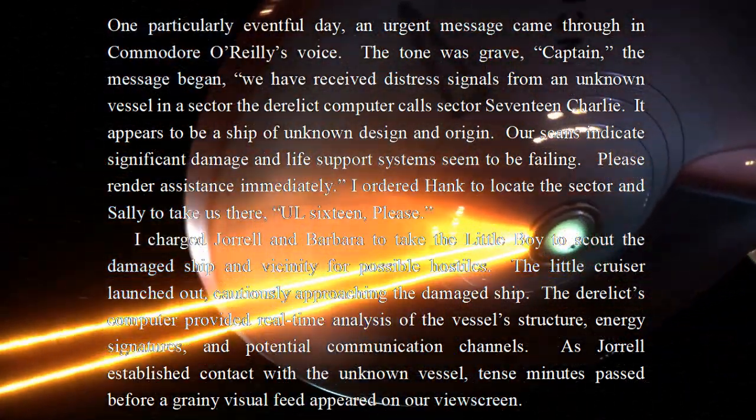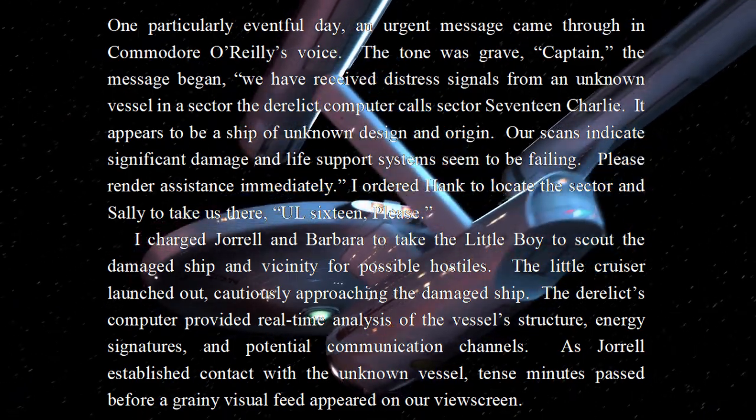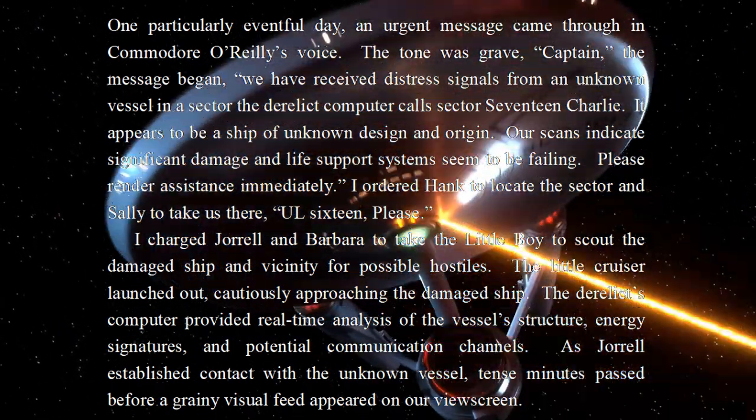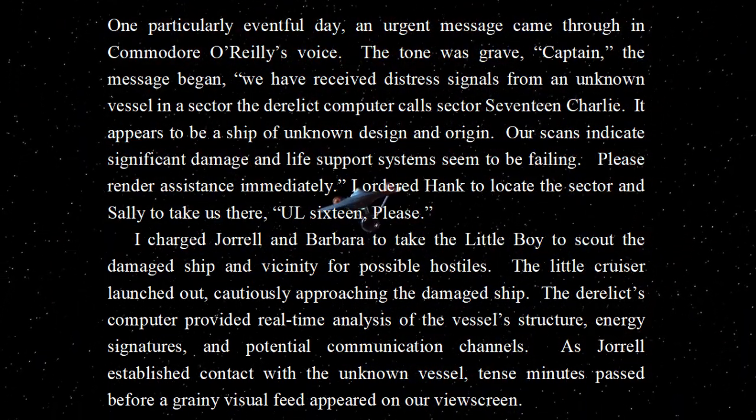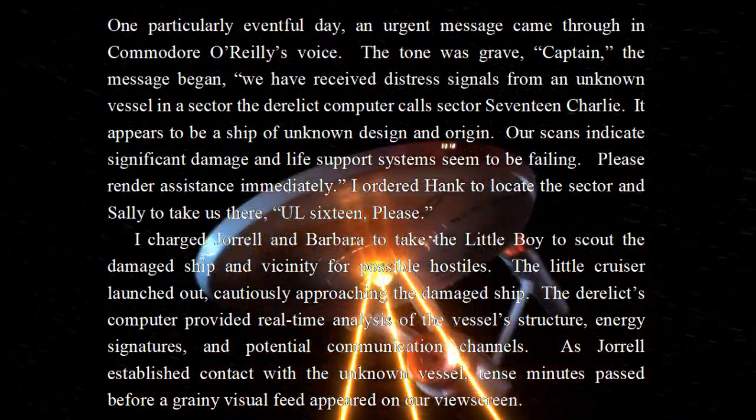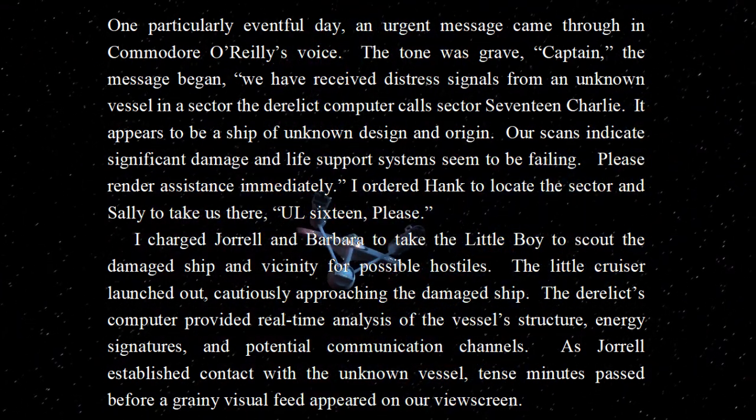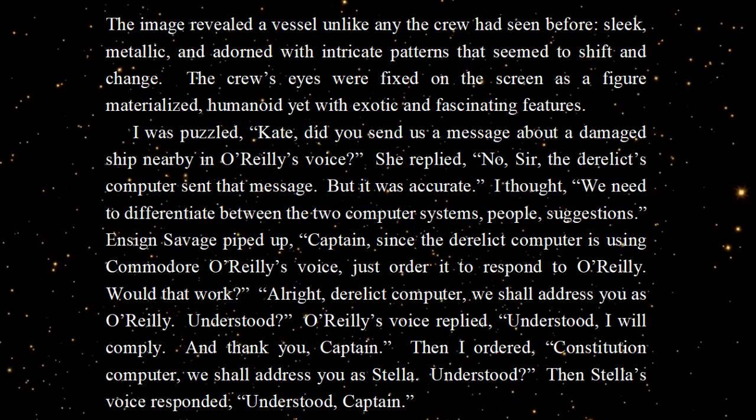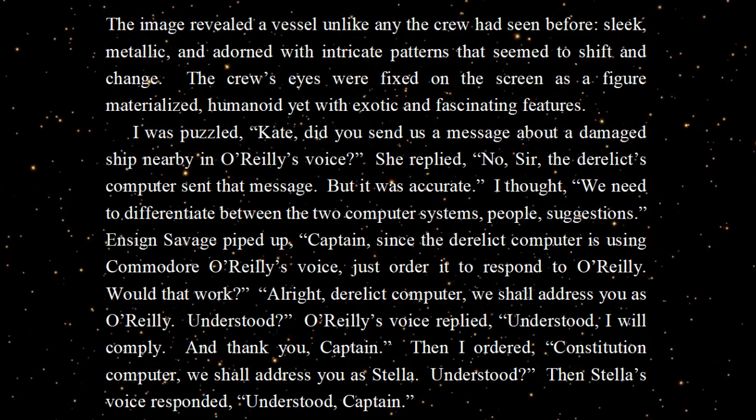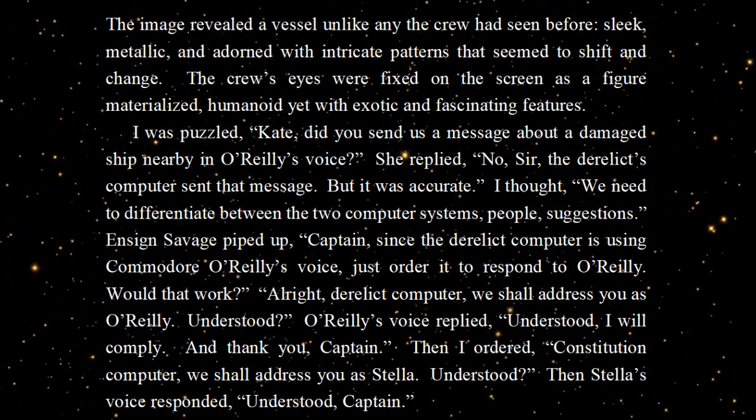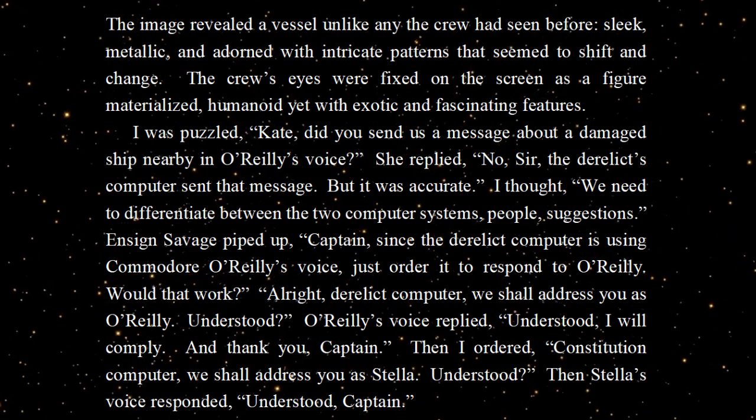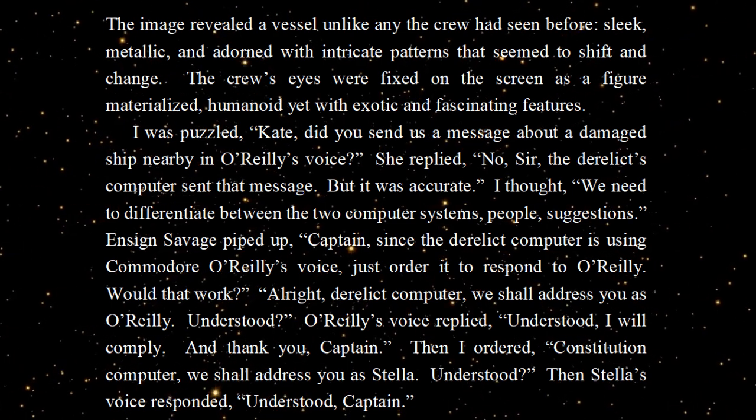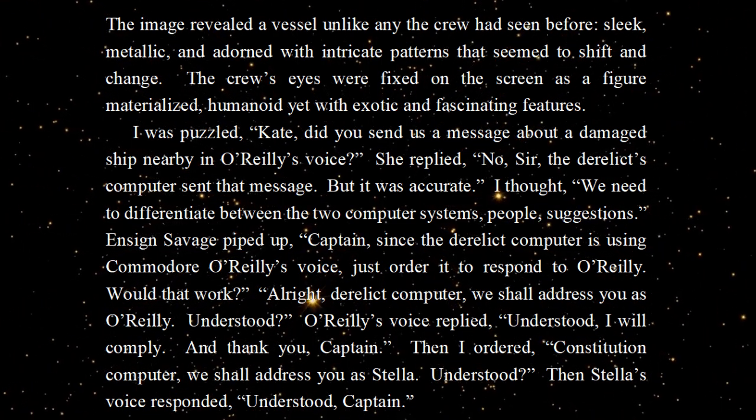The little cruiser launched out, cautiously approaching the damaged ship. The derelict's computer provided real-time analysis of the vessel's structure, energy signatures, and potential communication channels. As Jorrell established contact with the unknown vessel, tense minutes passed before a grainy visual feed appeared on our view screen. The image revealed a vessel unlike any the crew had seen before, sleek, metallic, and adorned with intricate patterns that seemed to shift and change. The crew's eyes were fixed on the screen as a figure materialized, humanoid yet with exotic and fascinating features.